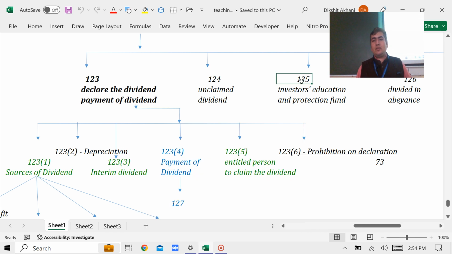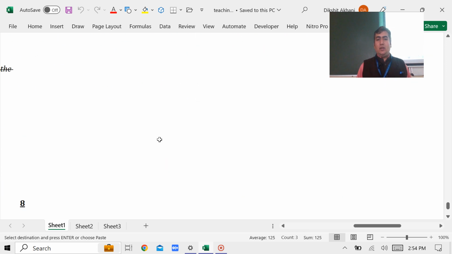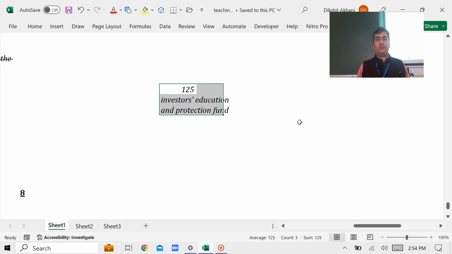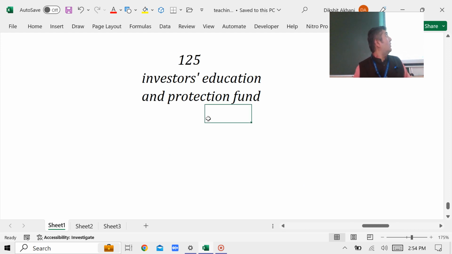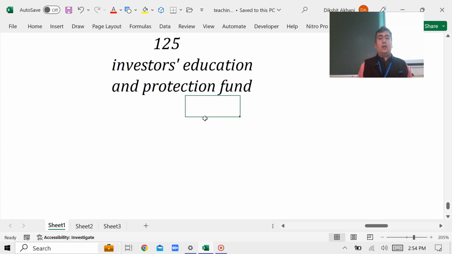125 is about Investors Education and Protection Fund. Now, just give it a 1 star so far in exam. Nothing much is asked, but still we have to discuss this. There are few basic questions we need to answer.